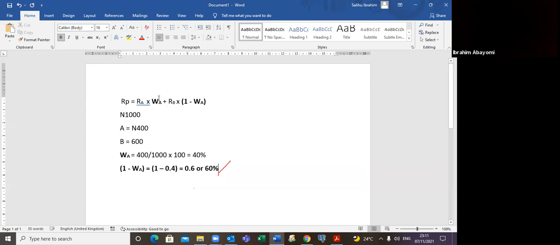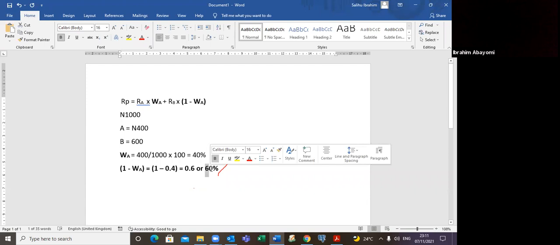WA is weight of A. If I know the weight of A and I want to get weight of B, I will simply subtract weight of A from 1, because the two must sum up to 100%, which is 1. So weight of A plus weight of B must be 1. And that's what we have here. 40 plus 60 is 100%, which is 1.